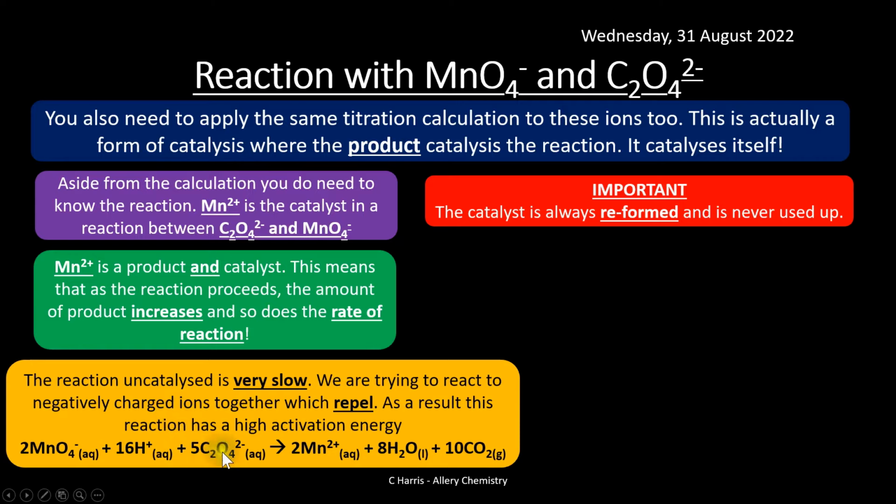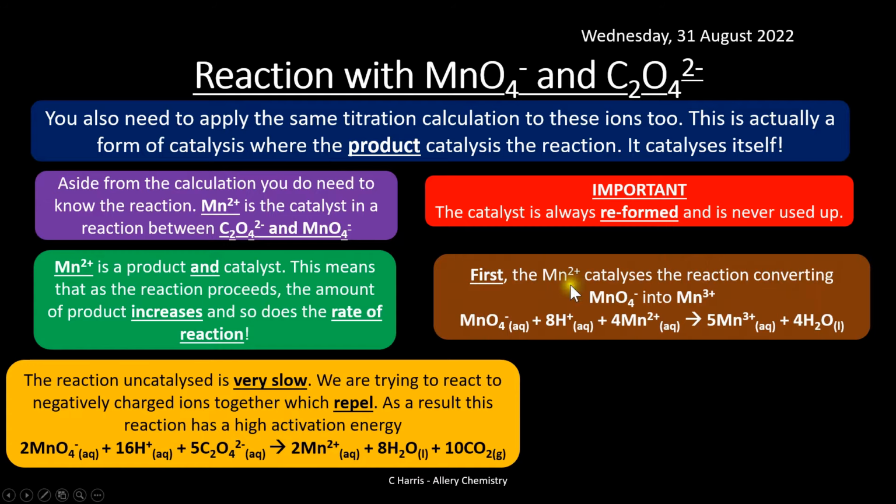So you've got the C2O4 2-, the ethanedioate ion, which is 2 minus, with a manganate ion, which has a negative charge. This means it requires loads of energy to force these together. They're just not interested. They're two negative charges. They don't want to be near each other. So it has a really high activation energy, so we need a catalyst to help this reaction along.